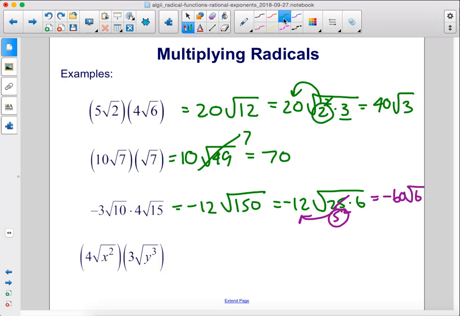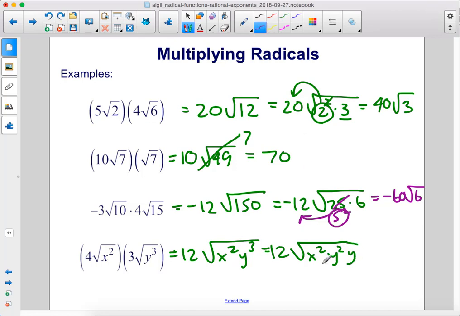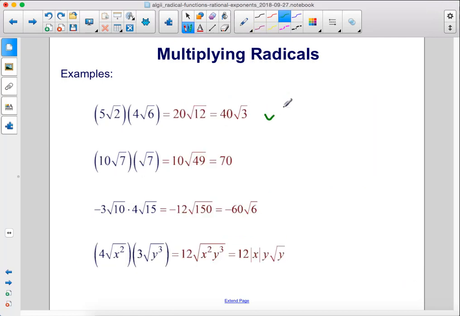And here we have 12 times the square root of x squared times y cubed. So we can rewrite this as 12 times x squared y squared times y. And then we can cancel that out, move the x out front, which will need absolute value signs. And we can cancel out that squared and move the y out front, which will also need absolute value signs. Actually, it won't need absolute value signs because here it's odd. So now when we're moving it out front, we won't need those. So we have 12 times the absolute value of x times y times the square root of y. And there we go.